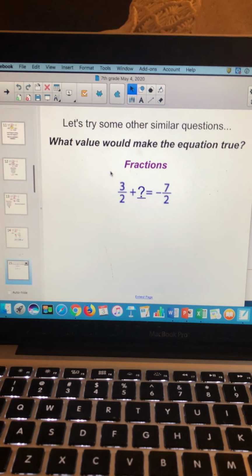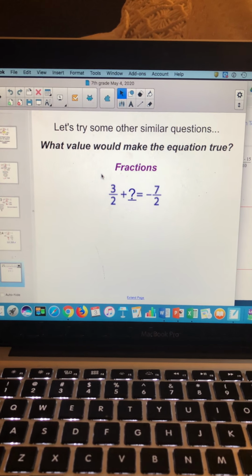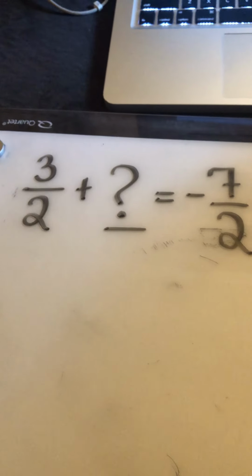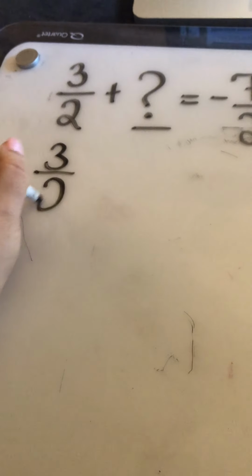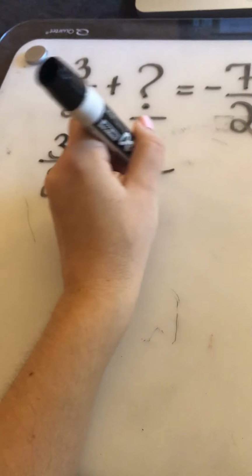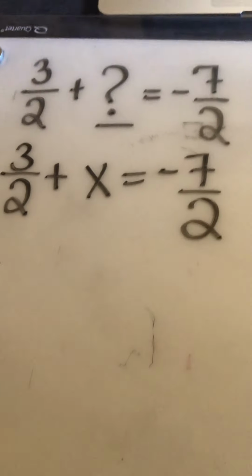Okay? So we're going to spend a little time on this, just going over how to find those missing values in an equation like this. So I'm going to do this question here. So we have 3/2 plus question mark equals -7/2. So the first thing we're going to do is replace the question mark with a variable. You can use any variable you want. I'll use x for this one. And we just rewrite the equation with x.